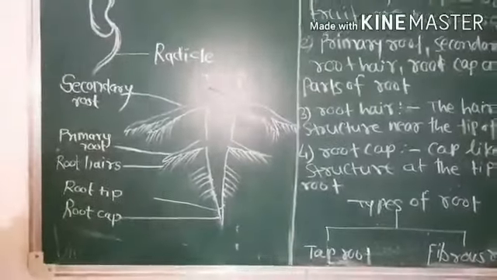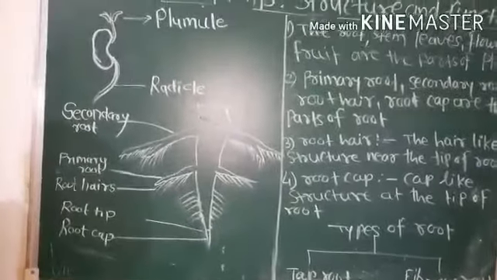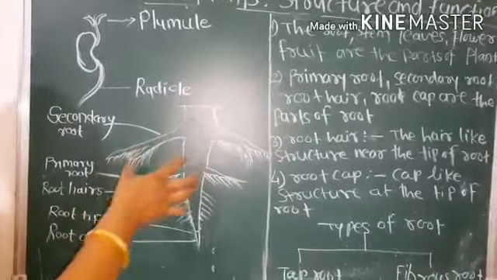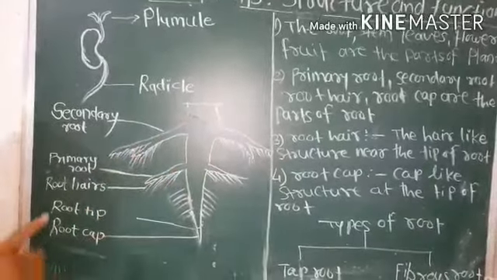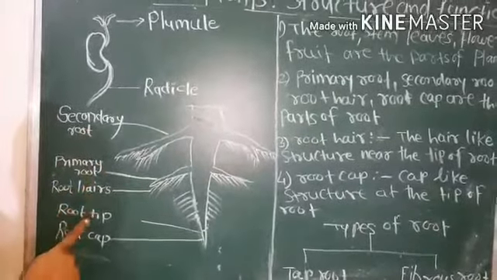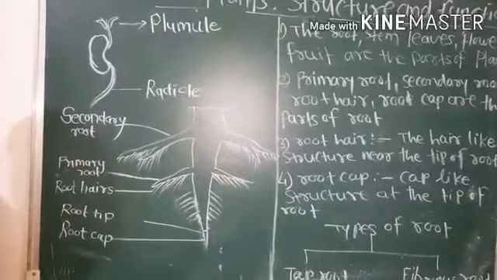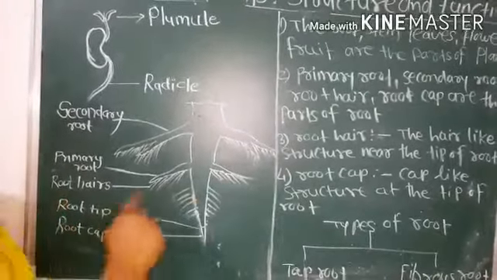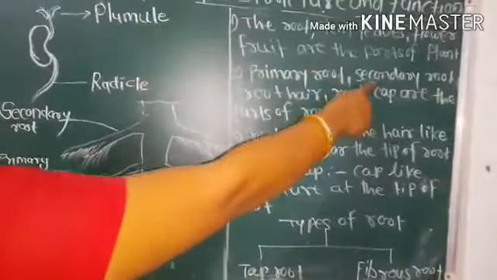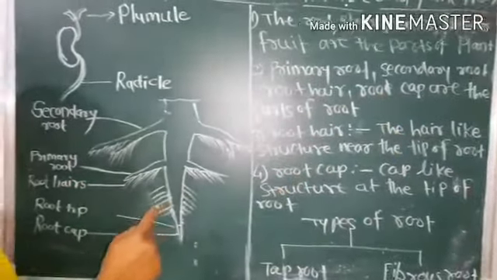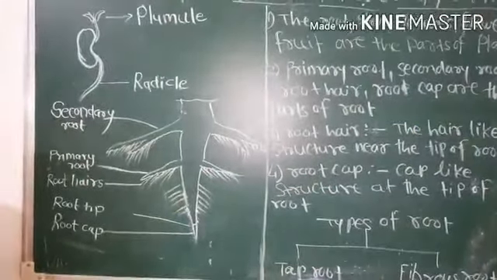Let's see which are the parts of a root. See in this diagram, the parts of the root are primary root, secondary root, root hair, root tip, and root cap. So the parts of the root are primary root, secondary root, root hair, root cap, and root tip.